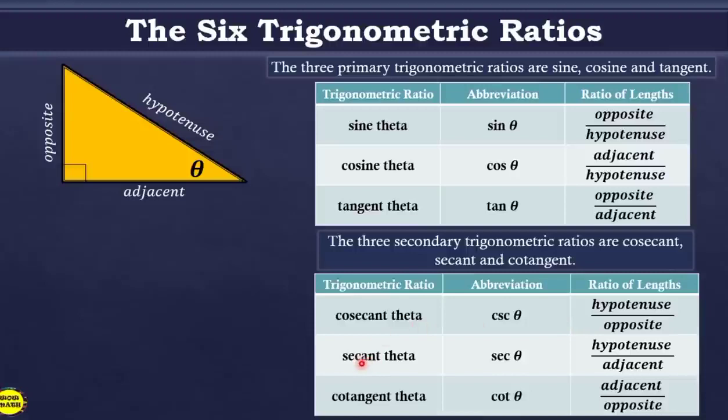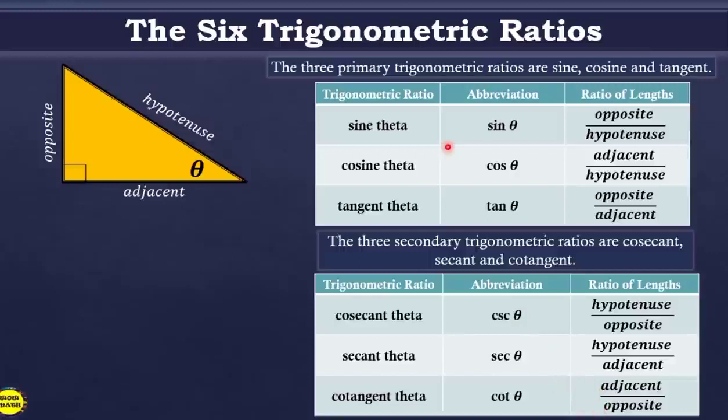And then for your secant, this is the reciprocal of your cosine. If your cosine is adjacent over hypotenuse, then your secant will be hypotenuse over adjacent. And then for cotangent, this is the reciprocal of tangent. If your tangent is opposite over adjacent, then your cotangent will be adjacent over opposite.